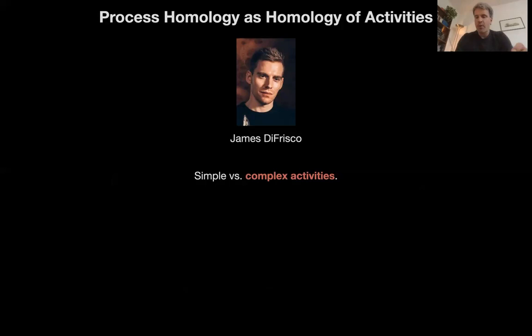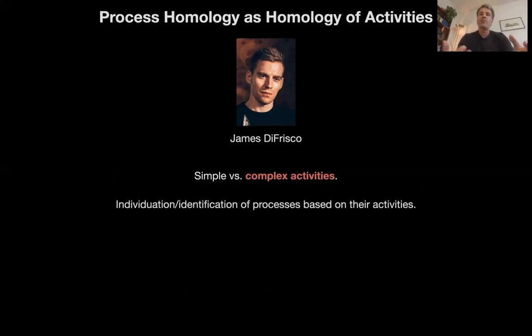Okay, so what we're looking at here are complex activities, because only those can have a degree of dissociability from the underlying components because of network drift. It's only possible if you have an activity of a network, not just the activity of a single gene or gene product, for example, which is a simple activity, very much tied to its substrate. So we need some sort of account to individuate and identify processes based on their activities. Only processes that can be individuated can be homologized.